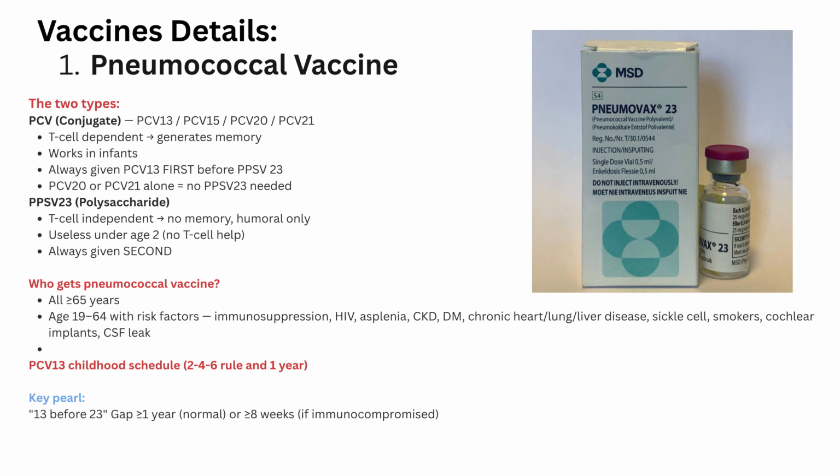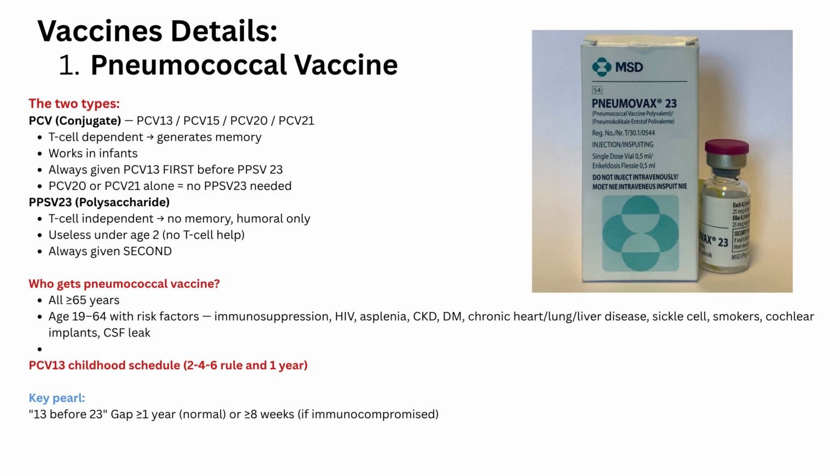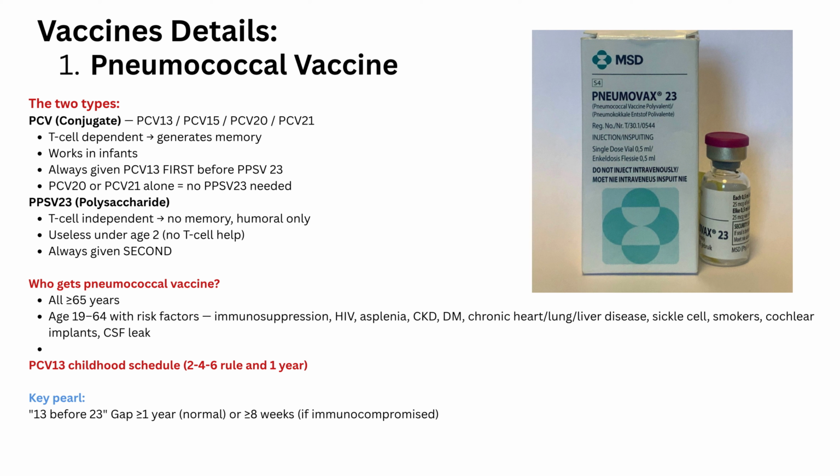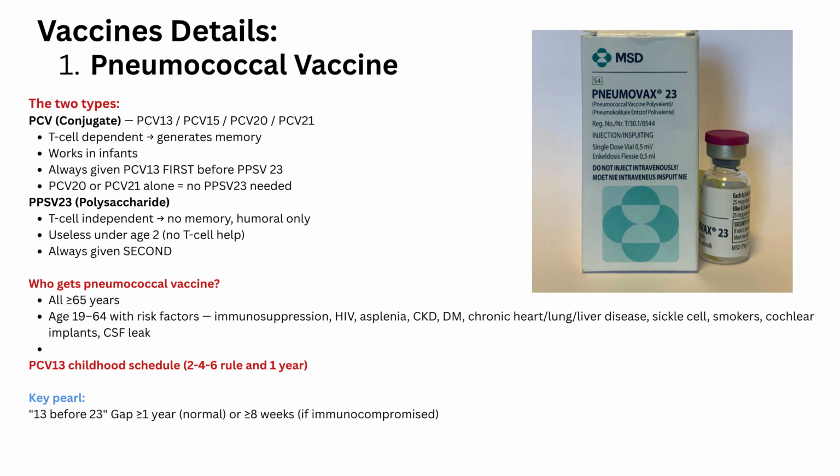Next slides will contain everything you need to know about individual vaccines. One of the most important vaccines from exam point of view is the pneumococcal vaccine. There are 2 main types you need to know. First is the PCV vaccine, which stands for conjugate vaccine. This includes PCV13, PCV15, PCV20, and PCV21. This vaccine is T-cell dependent, which means it creates strong immune memory. That's why it works even in infants and young children.